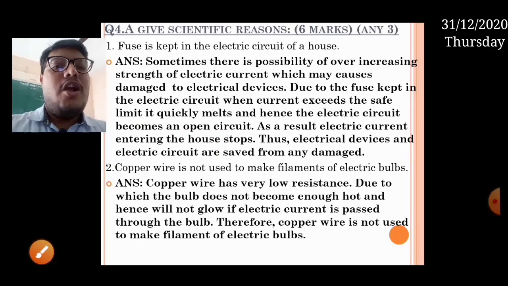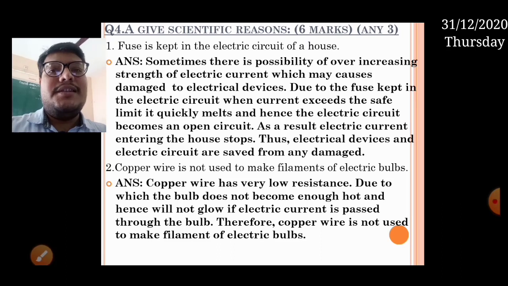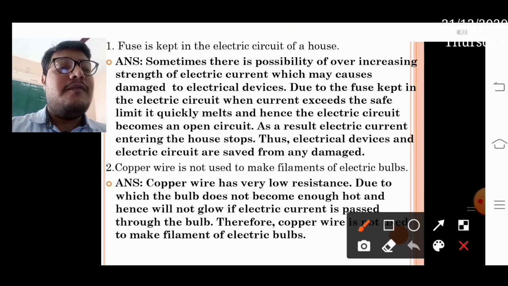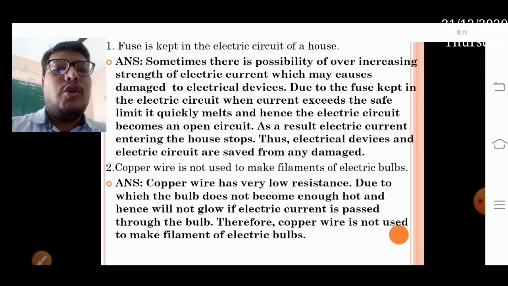See here, copper wire has very low resistance, due to which it does not become hot enough. Hence it will not glow. If it becomes hot, only then will it glow. Because of the low resistance, it will not glow properly even if electric current is passing through it. Therefore, copper wire is not used to make the filament of an electric bulb.